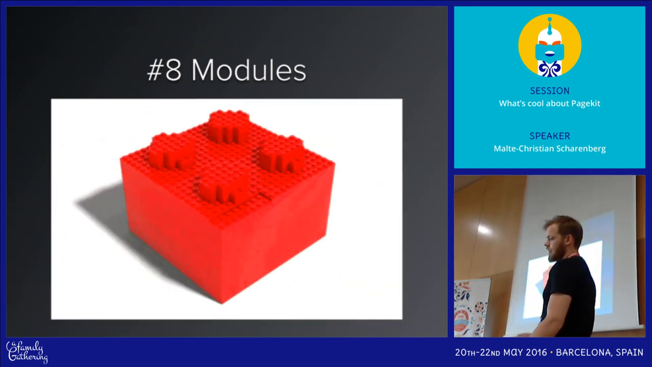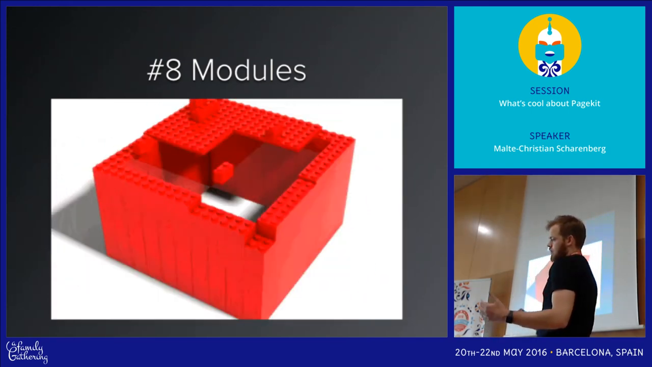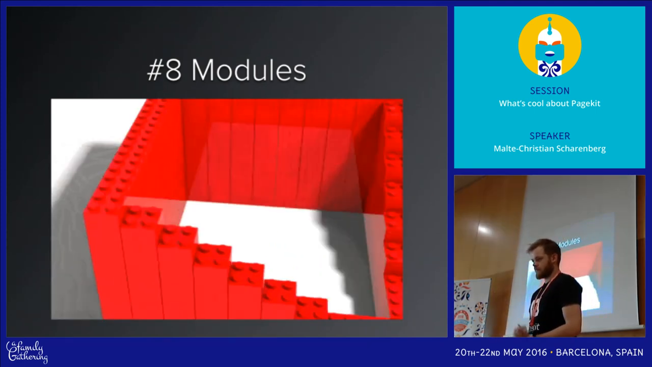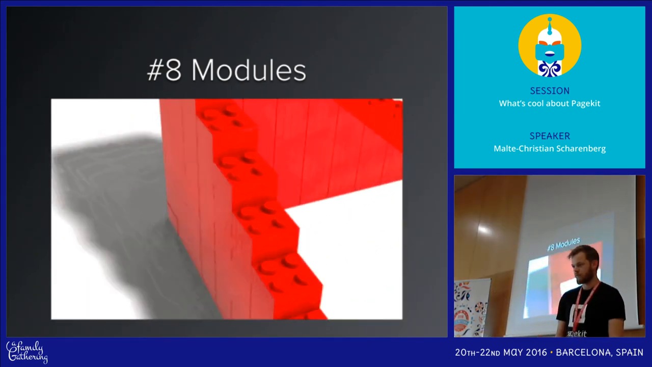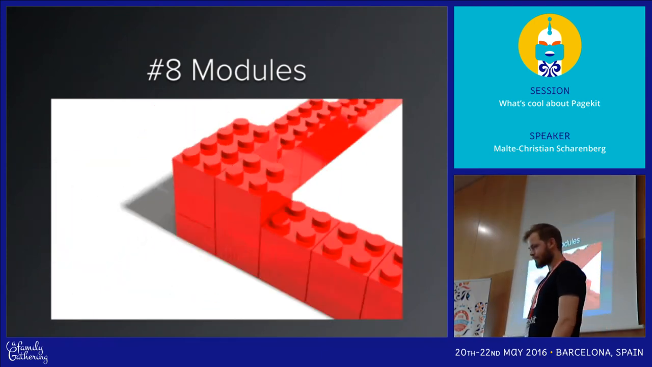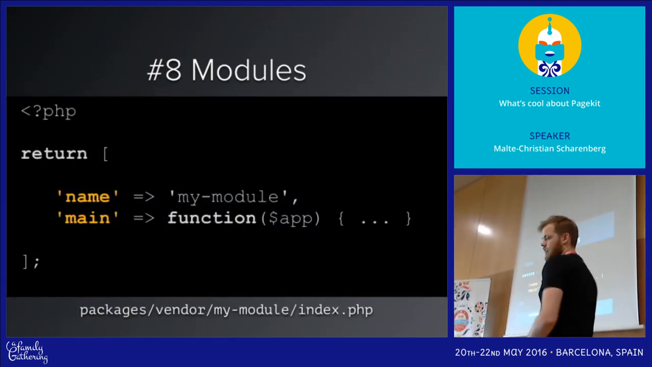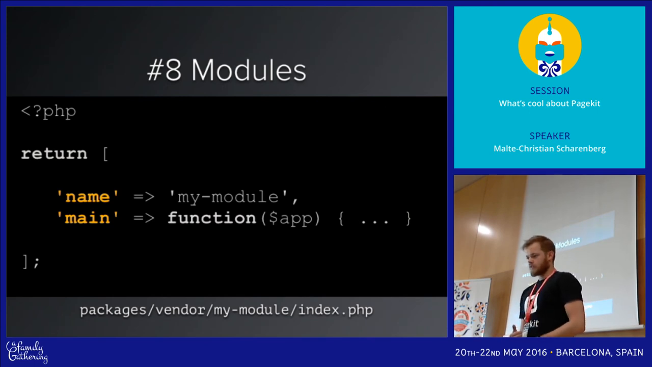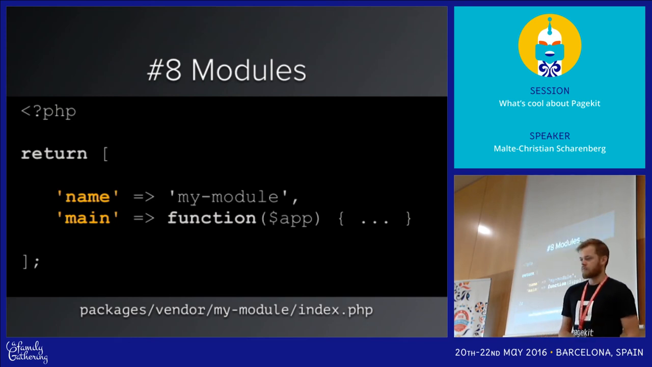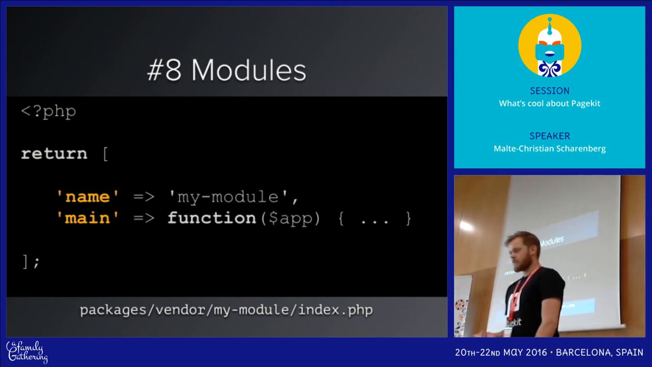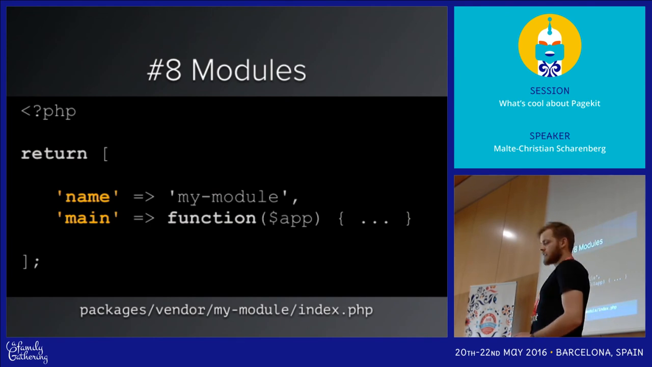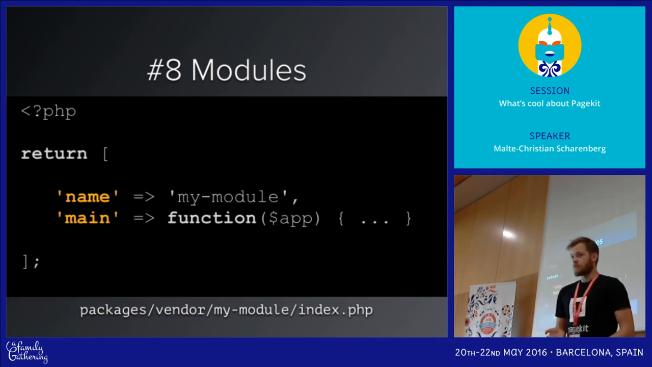And we can add and remove modules. You can add modules if you need them, or remove them if you don't need them. So this is a module definition in its simplest form. It's just the unique name, and the main function, which is the entry point for the code. Many other keys are available here. For example, you can add event listeners, register routes, or, interesting for themes, define module and menu positions, and so on.